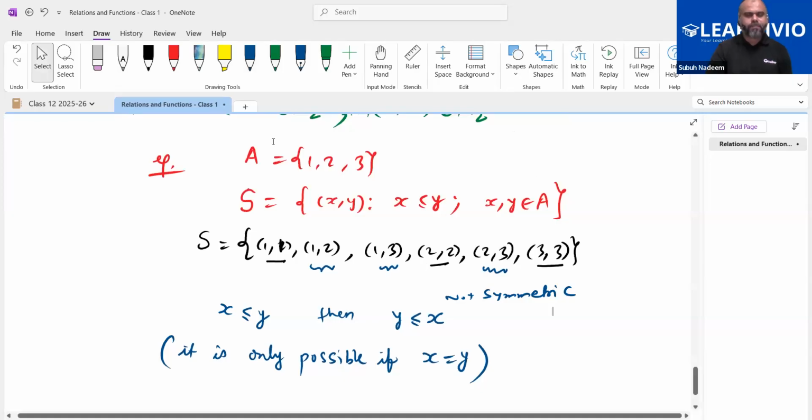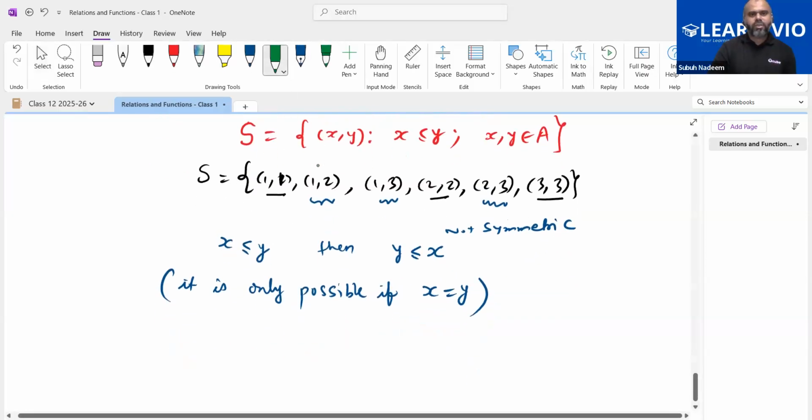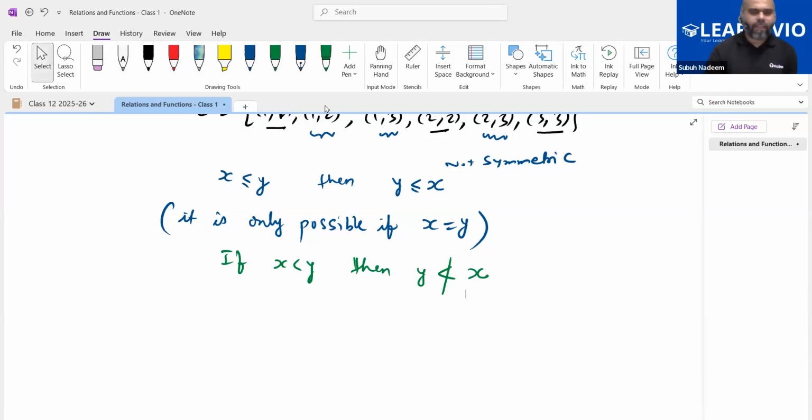Okay, so write this one. You can write one more sentence here, like if x is less than y, then y is not less than x. Less than or equal to also you can write.